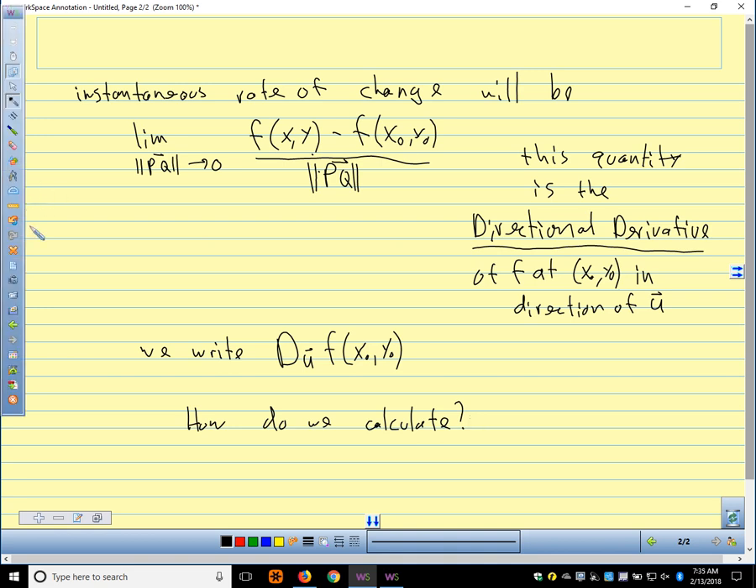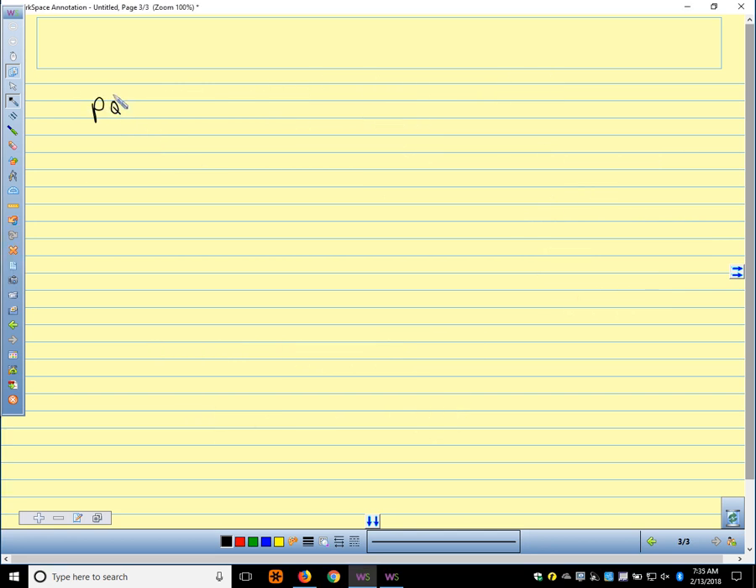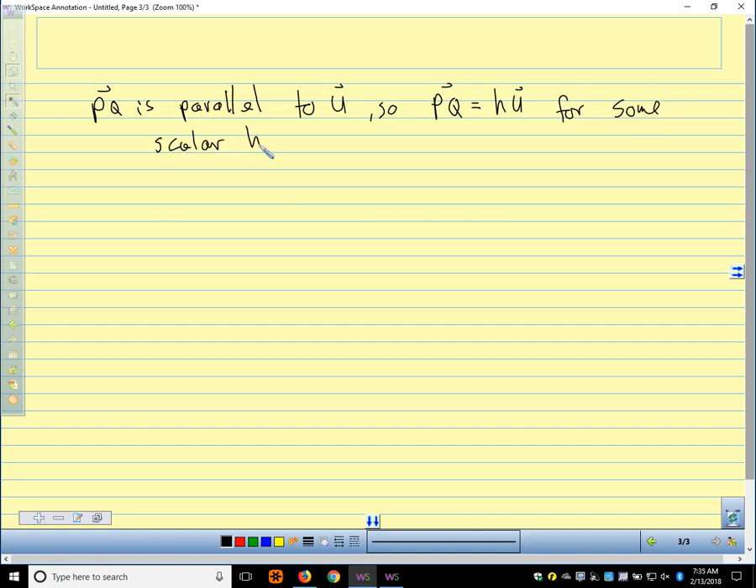All right, so PQ is parallel to U. So we can write PQ as a scalar multiple, H times U, for some scalar H. So we can say if U is our vector AB, then PQ is HA, comma, HB.